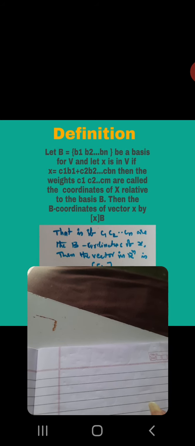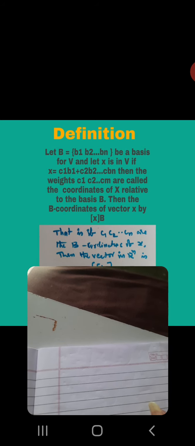Definition of coordinates: what is it? It is an important definition. It is very simple. You write the linear combination of X. There exist scalars C1, C2, up to Cn. Here the scalars C1, C2, ..., Cn are called the coordinates of X. It is denoted by [X]_B. These are the coordinates of X with respect to beta, C1, C2, ..., Cn, written as a column matrix. This is called the coordinates of X.